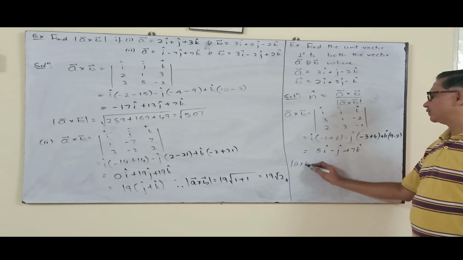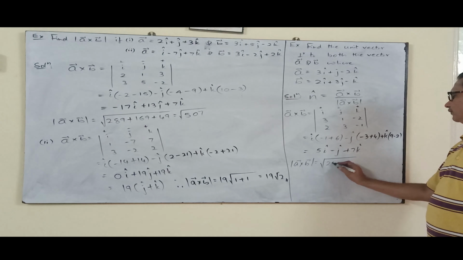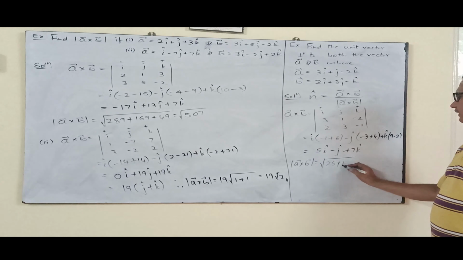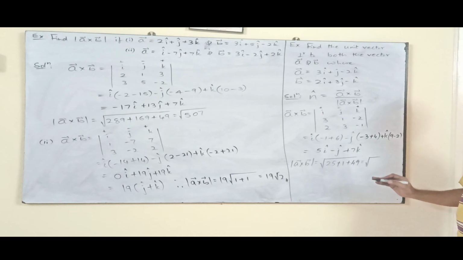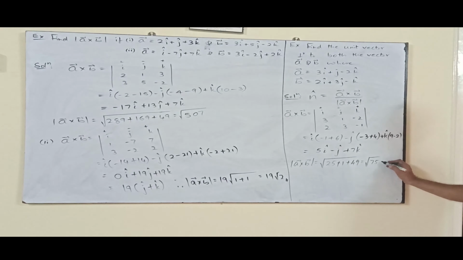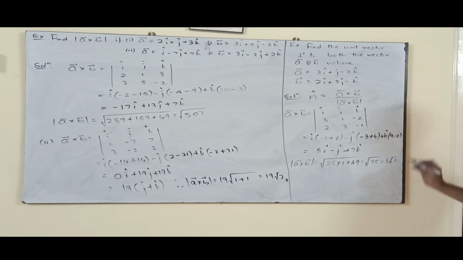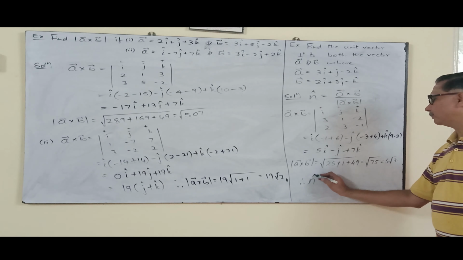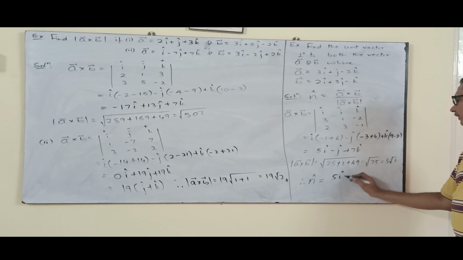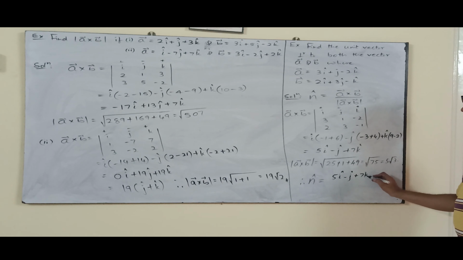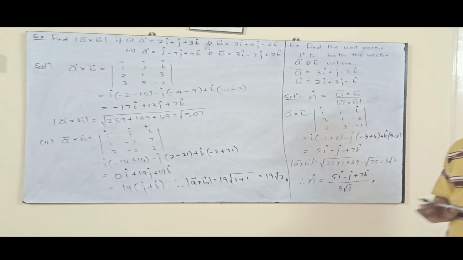Then to find its magnitude: the magnitude of A cross B is the square root of the coefficient of i, 5 squared, 25, plus the coefficient of j, minus 1 squared, 1, plus the coefficient of k, 7 squared, 49. That is root of 75, and 75 can be written as 25 into 3, which is nothing but 5 root 3. Therefore, the unit vector perpendicular to both vectors, n cap, is equal to A cross B, 5i minus j plus 7k, divided by its magnitude, 5 root 3. That's it.